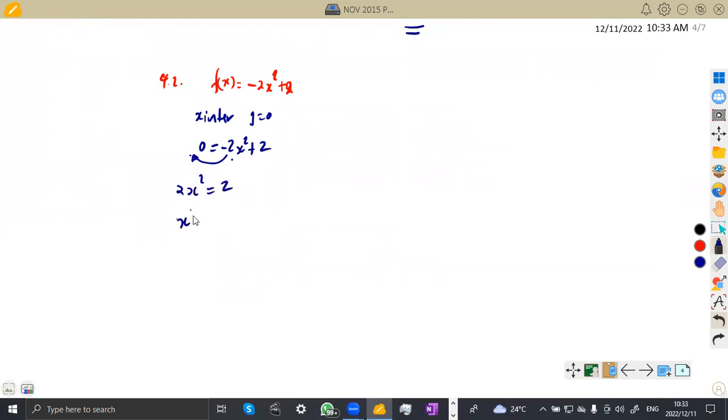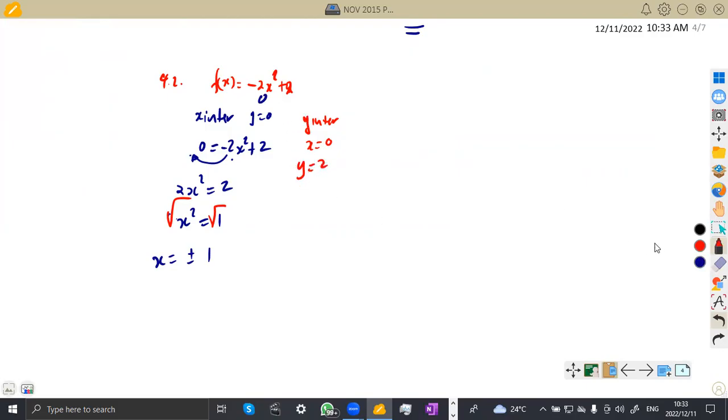You can divide by 2, so x squared is equal to 1. So to find x, introduce the square root. This is squared, so you introduce the square root both sides. So x is going to be plus or minus 1. All right, so that's our x-intercept. Then we move on to the y-intercept, where we know that x is equal to 0. So if x is equal to 0 here, it means our y-intercept is at 2. All right, so y is equal to 2.